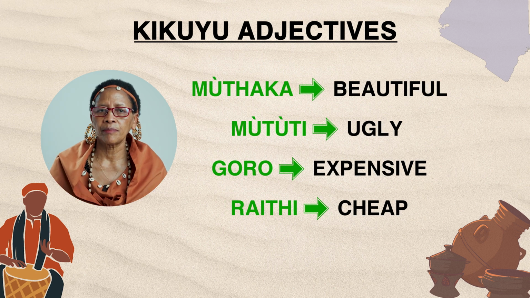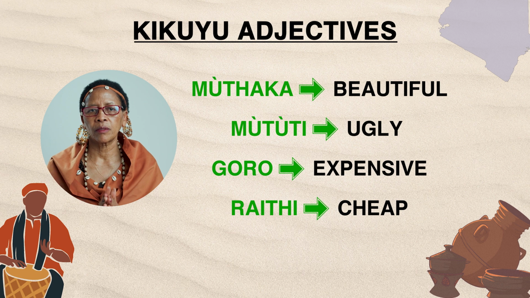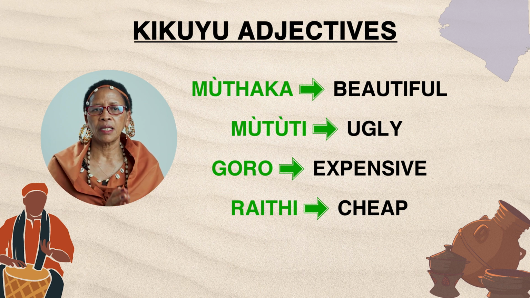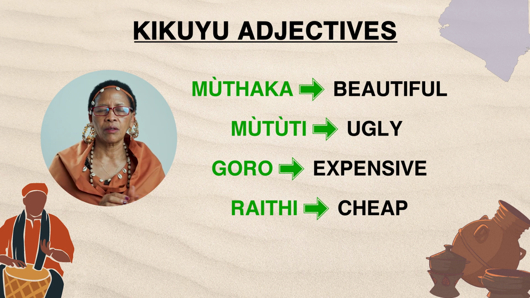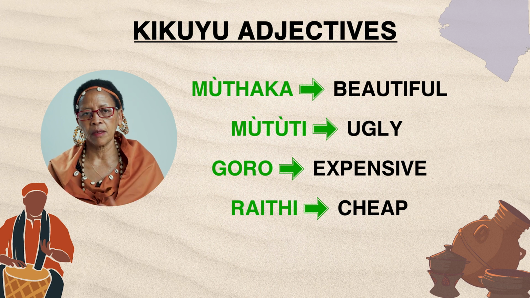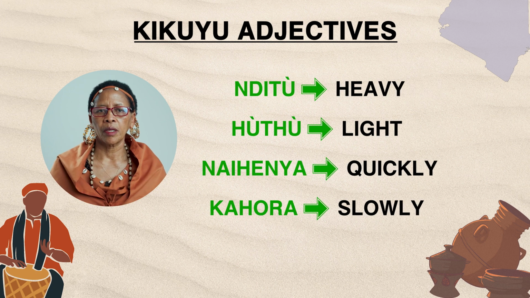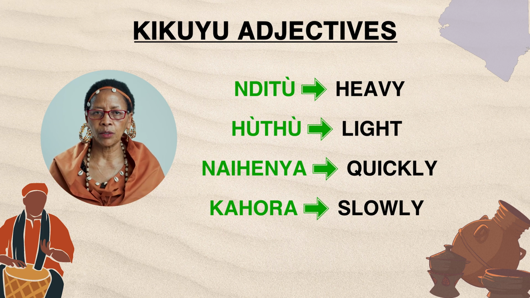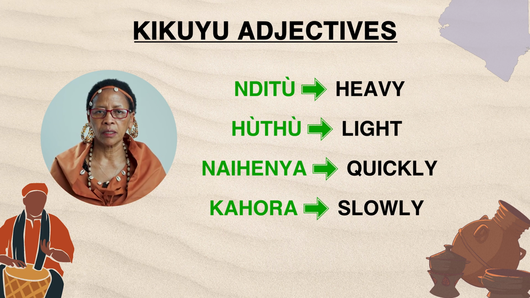Then you have beautiful, mudhaka, and ugly, mutoti. Then you have expensive, oro, kanauge, raithi, cheap. Then you have heavy, dito. When it's light, hodho.